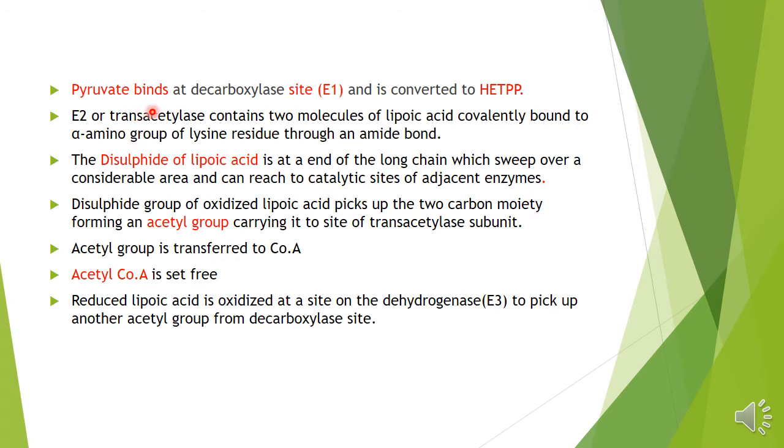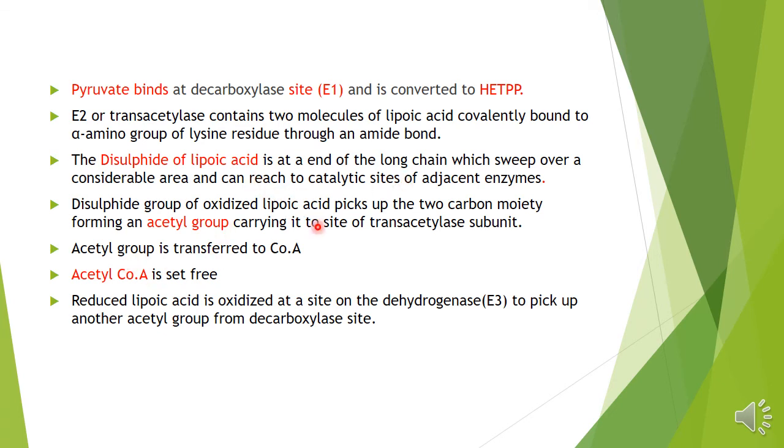Now we have seen that pyruvate binds at the decarboxylase site, that's E1, and is converted to HETPP, hydroxyethyl thiamine pyrophosphate. The second enzyme, E2 or transacetylase, contains two molecules of lipoic acid which are covalently bound to the epsilon amino group of a lysine residue through an amide bond. Now the disulfide of lipoic acid is at the end of a long chain which sweeps over a considerable area and can reach the catalytic site of the adjacent enzyme. This is a very important point. The disulfide group of oxidized lipoic acid picks up the two carbon moiety, forming an acetyl group, and carries it to the site of the transacetylase subunit. So they are shifting from one to the other. It is such a chain which has a disulfide at the end, and it can go over a considerable area.